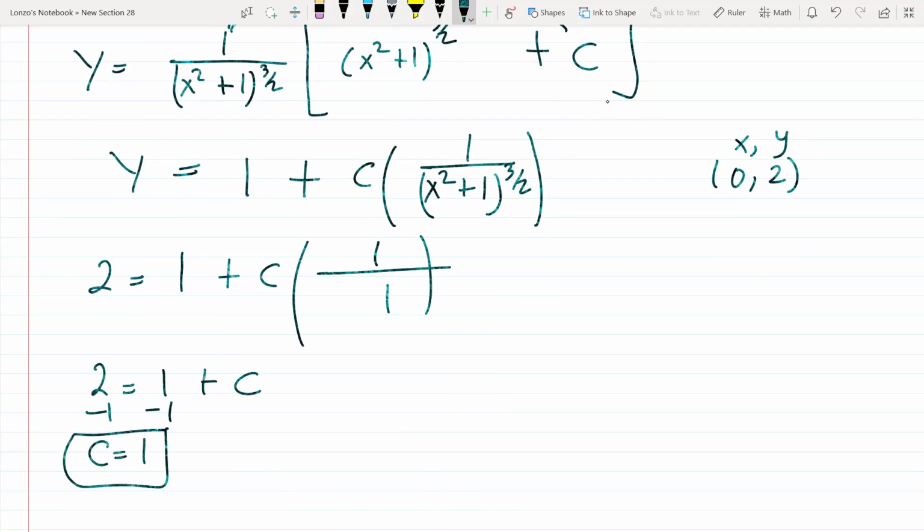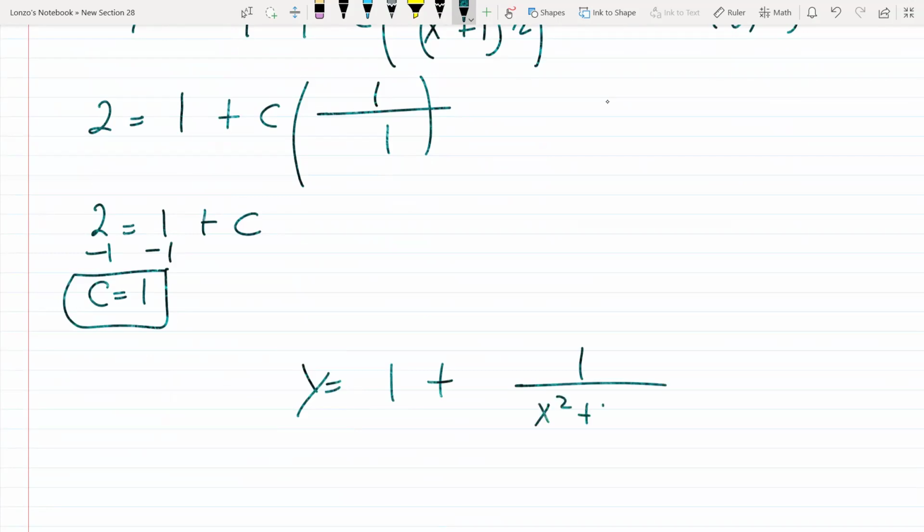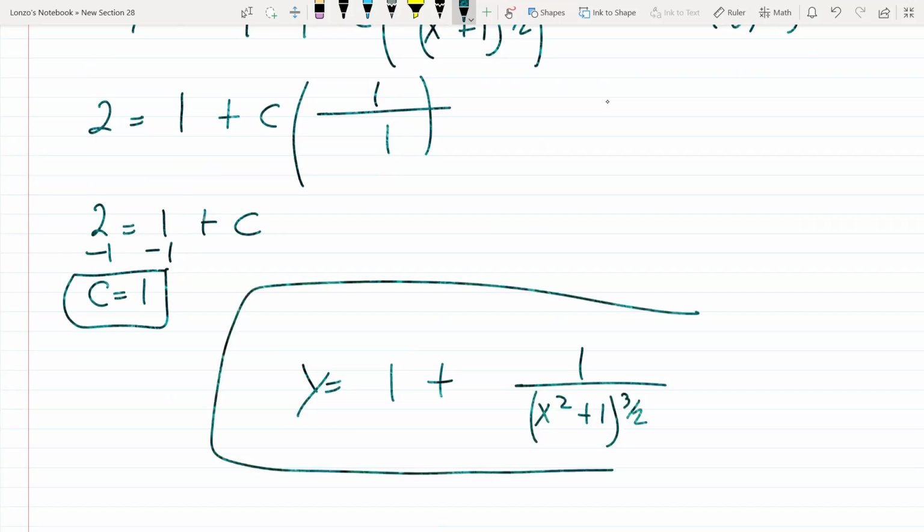Okay. So now our final answer will be y equals 1 plus 1 over x squared plus 1 raised to the 3/2. Okay, so that's my final answer.